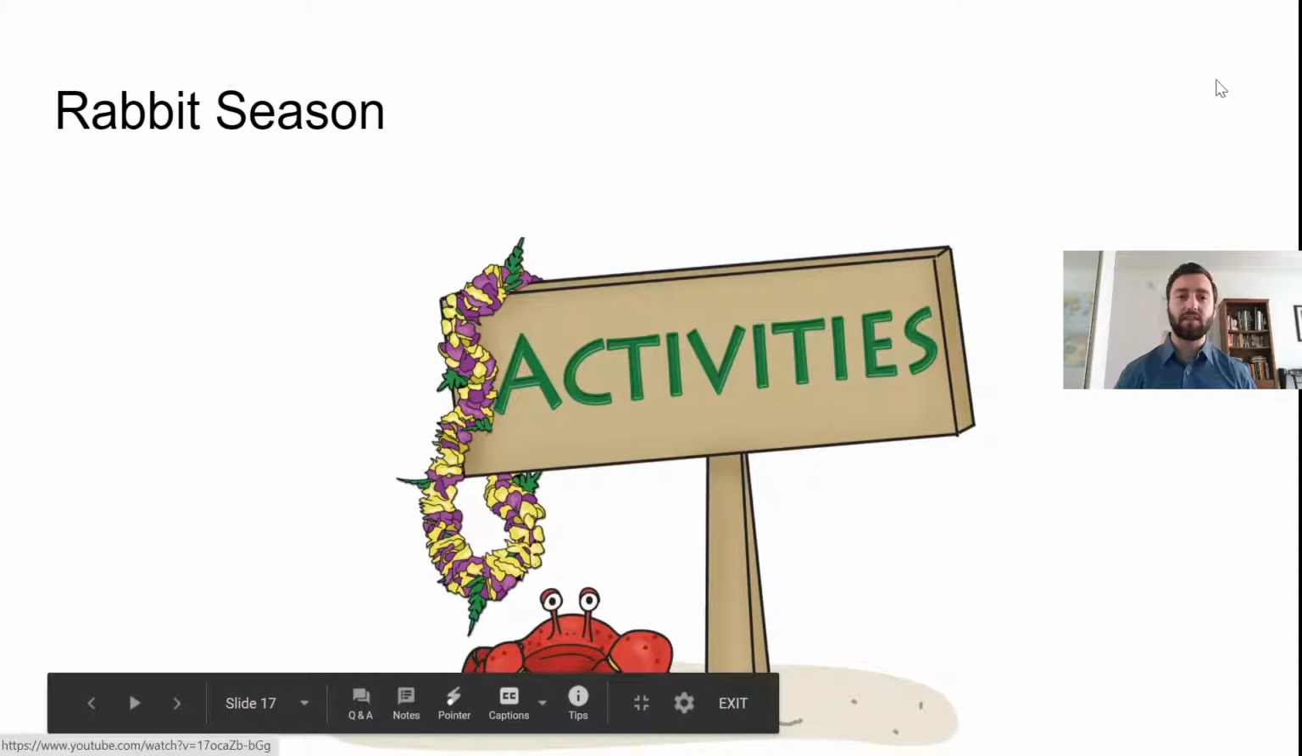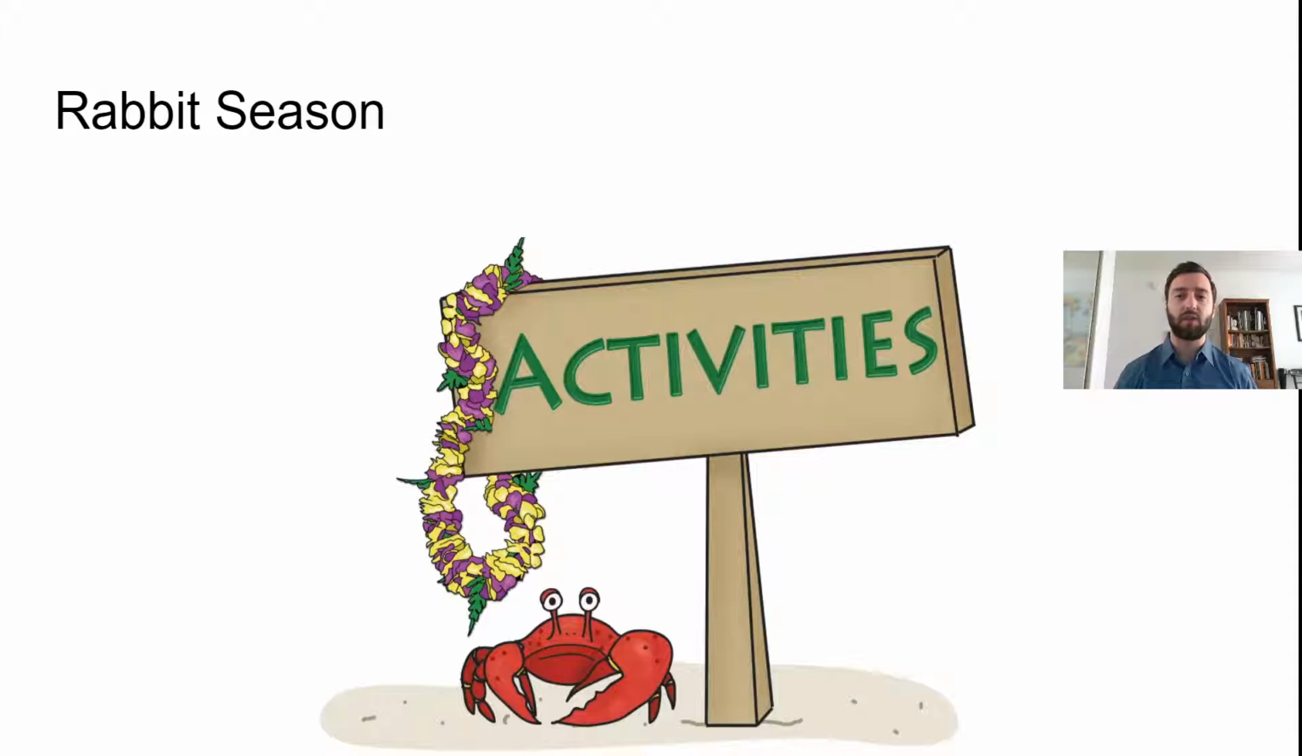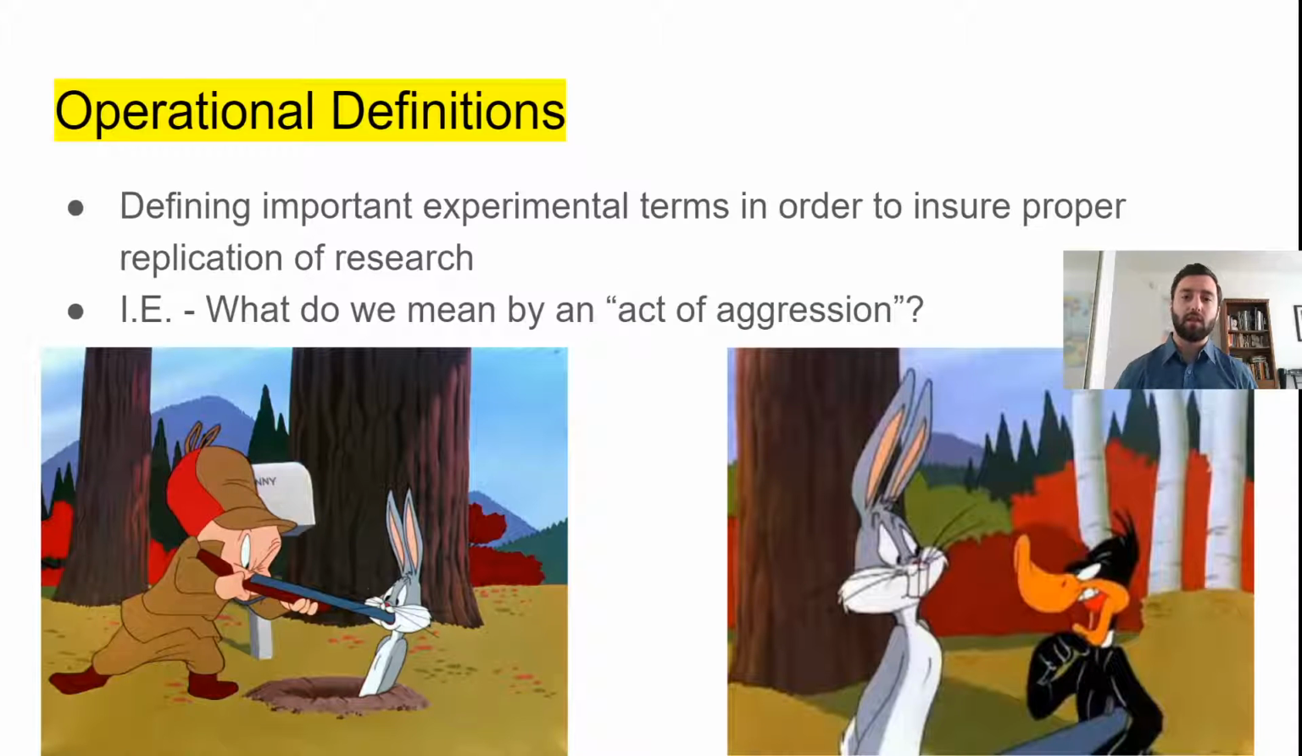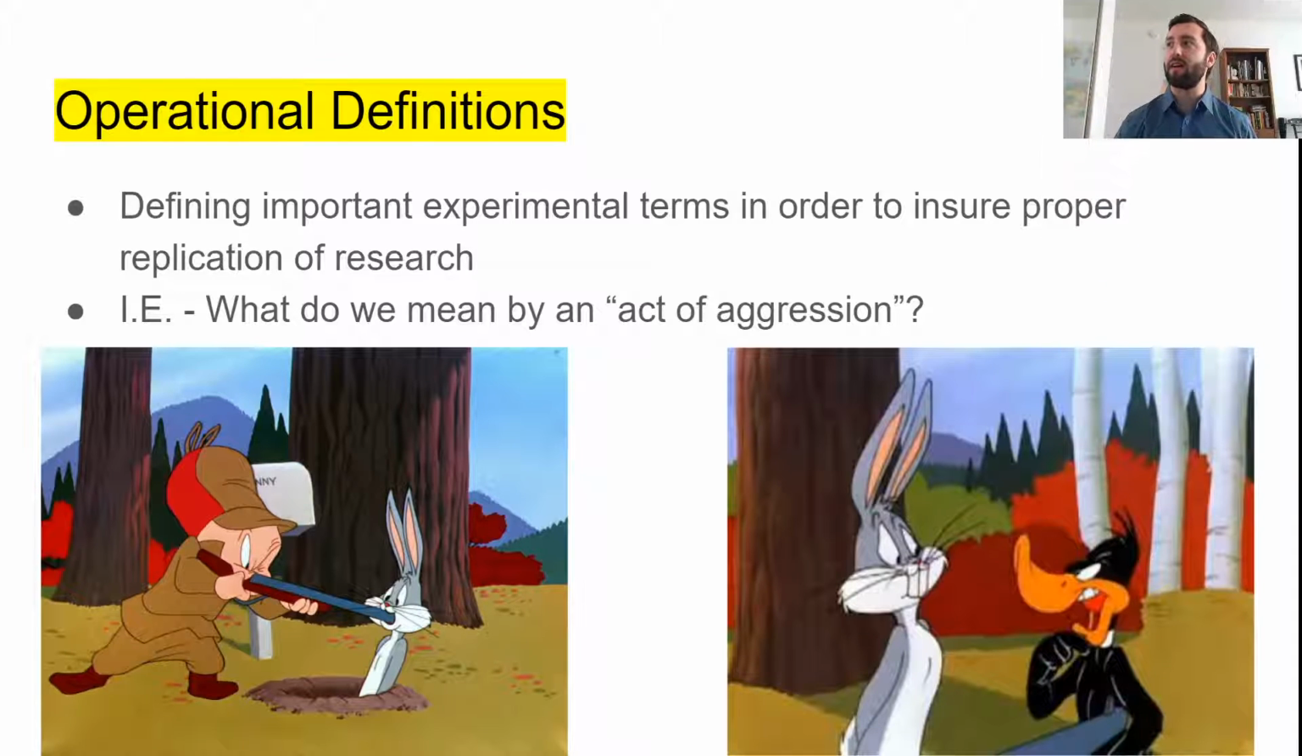Here we're going to do another activity. This is something we will do during class, so don't worry about it right now. The last thing I want to talk about, and this is something that we will specifically go over, and we'll do this activity of Rabbit Season in class, is what are called operational definitions, right? And I'm going to show you why these are so important in this Rabbit Season activity.